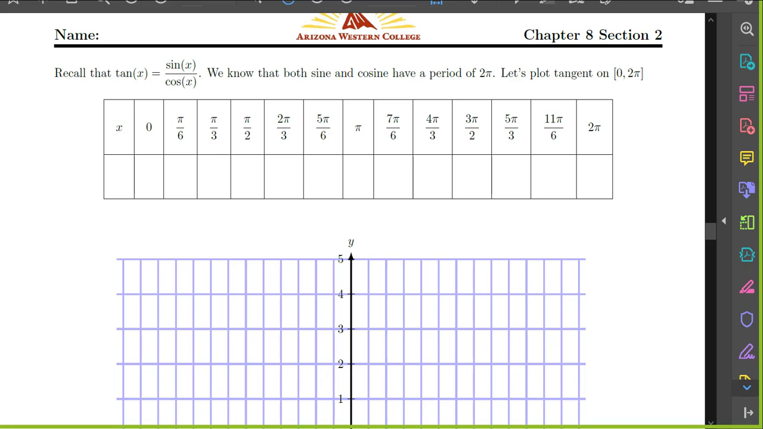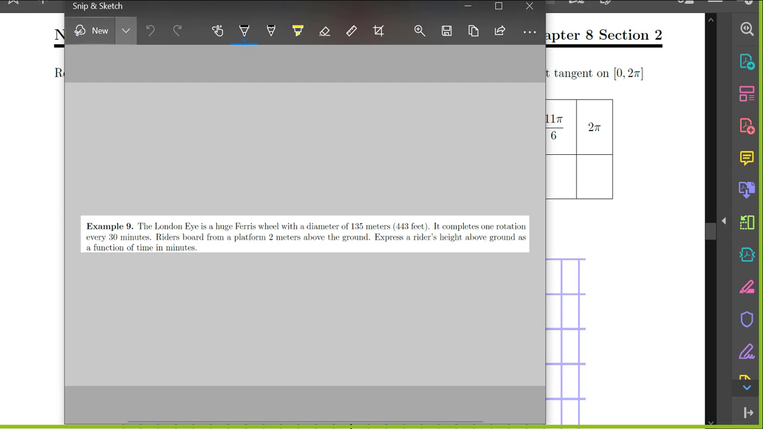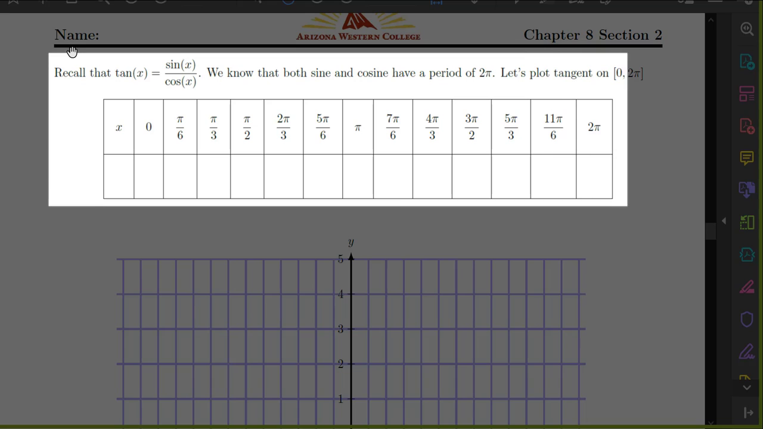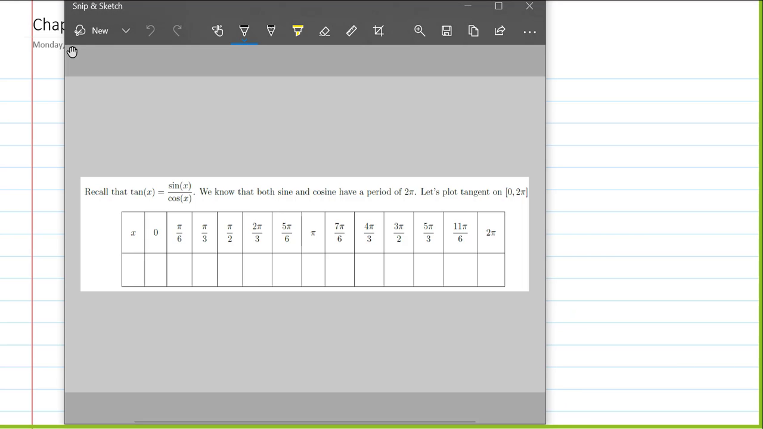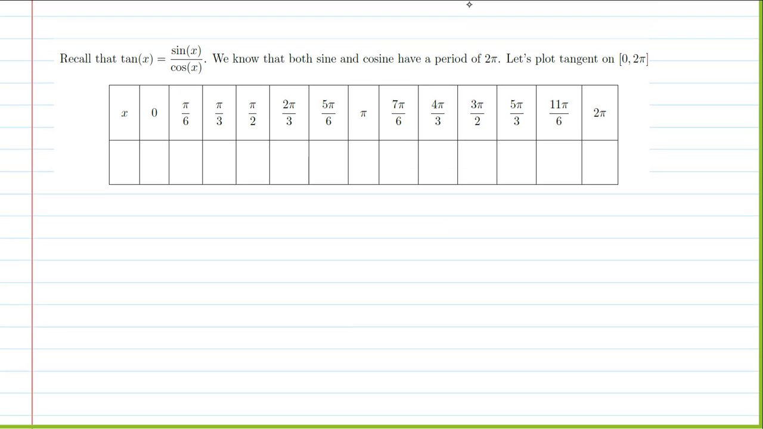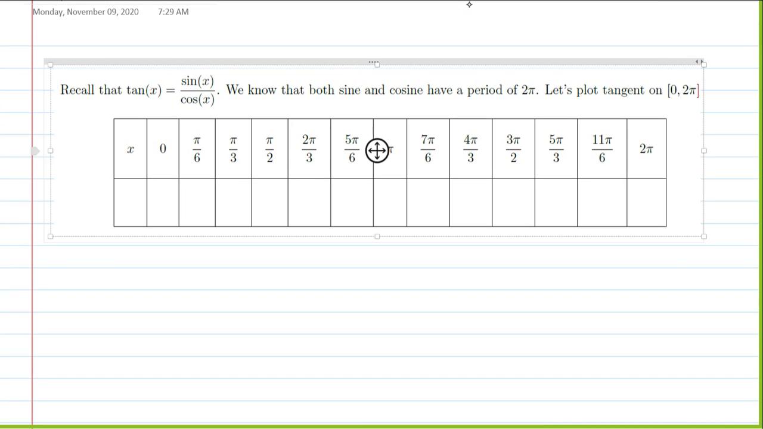All right, so in Chapter 8, Section 2, we're going to analyze some of the other trigonometric functions, aka not sine and cosine. So let's start by taking a look at the tangent function. Recall that tangent can be defined as sine x over cosine x. And we know that both sine and cosine have a period of 2 pi. So let's go ahead and plot tangent on 0 to 2 pi and see what it's going to look like.